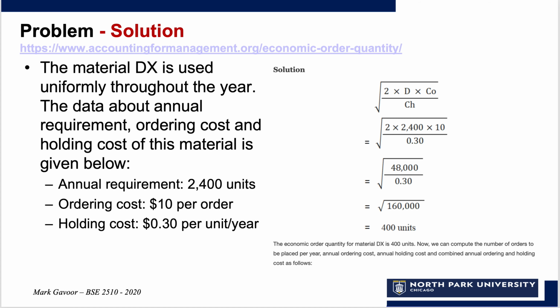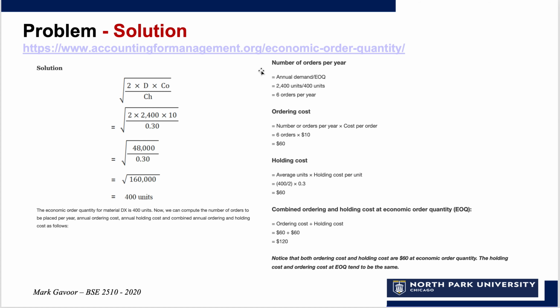Isn't that wonderful? Well, we don't stop there. I want to look at the following. If I want to look at the number of orders per year, it's the annual demand divided by the EOQ. Well, my EOQ is 400. My annual demand is 2,400. So 24 divided by 4 is 6 orders per year. I'm going to make this thing 6 times per year. I'm going to order it 6 times per year. What's the order cost? Number of orders per year times the cost per order. 6 orders times 10, $60.